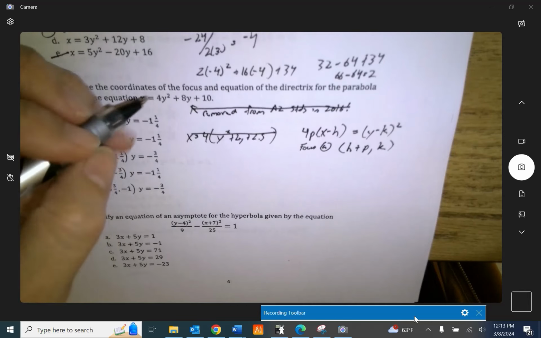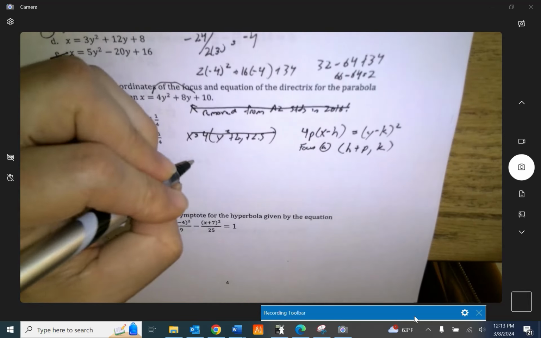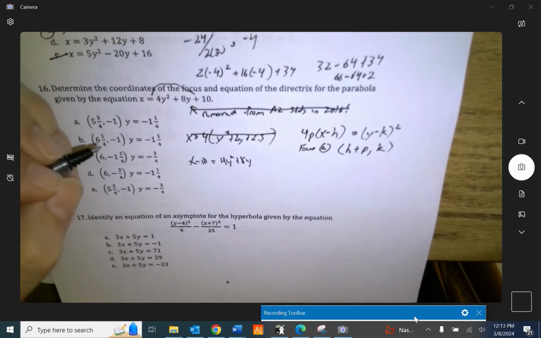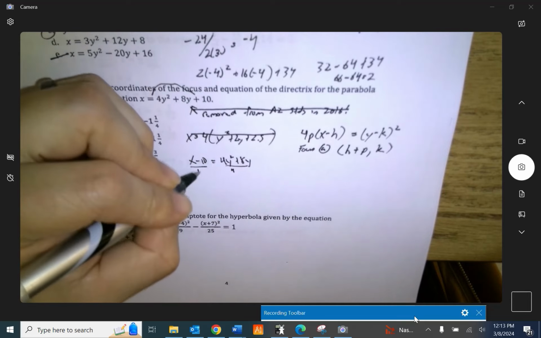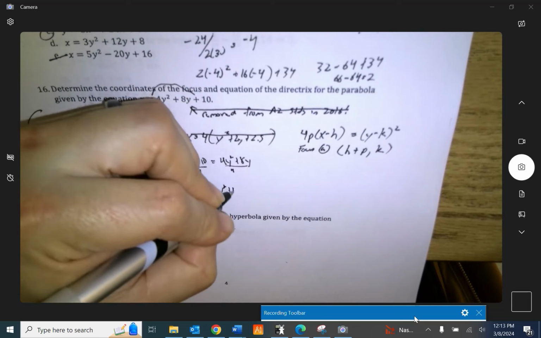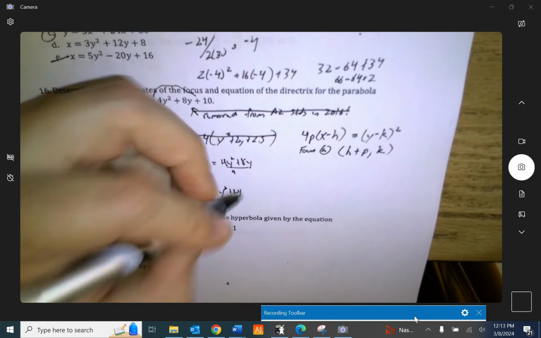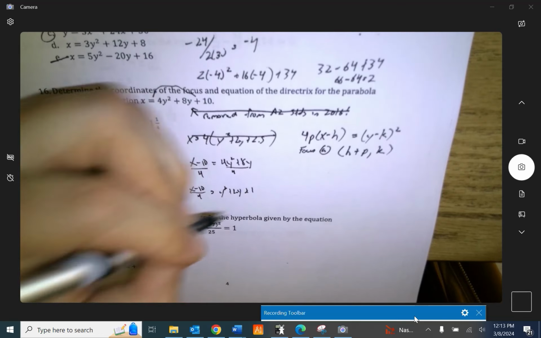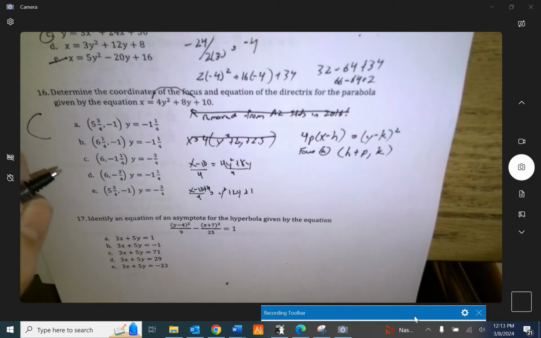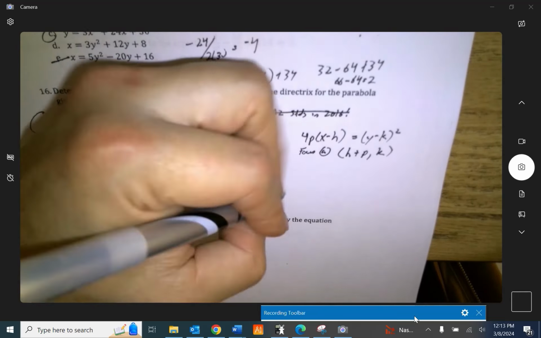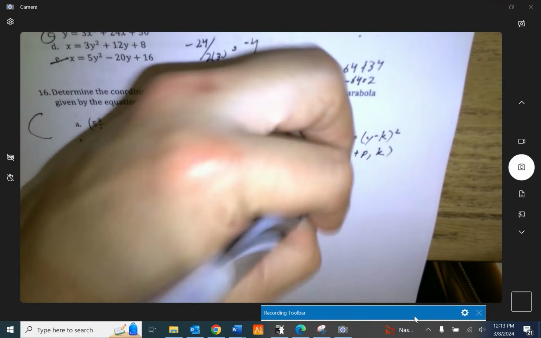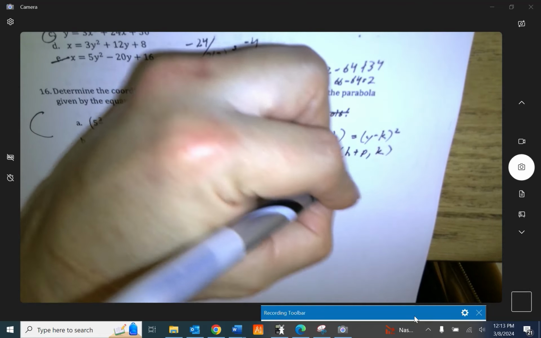Anyways, where was I? What I'm going to do is move this 10 over. X minus 10 is 4y squared plus 8y. I'm going to divide the 4 out. X minus 10 over 4 is y squared plus 2y. I'm going to complete the square. Half of 2 is 1. 1 squared is 1. And I'm going to add it to both sides. Hope this doesn't blow your mind here, but I'm just going to put plus 4 there. X minus 6 times a quarter is y plus 1 quantity squared.